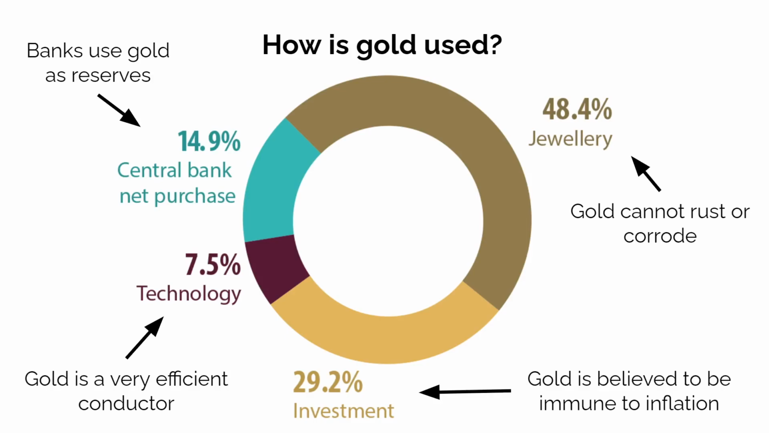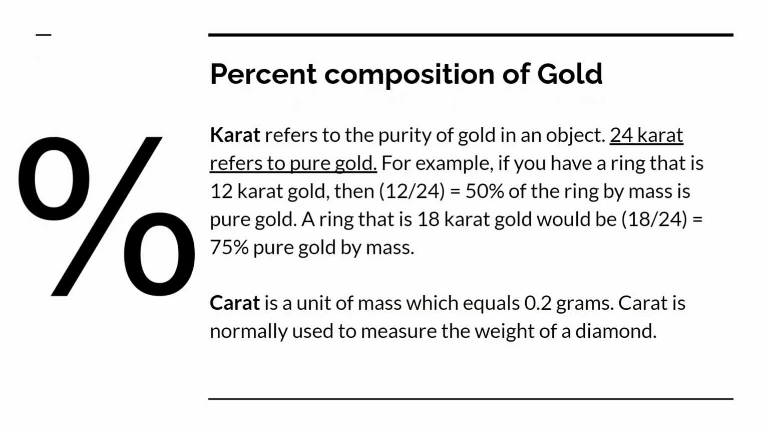Now, 7.5% of gold is used for technology. And the reason for this is gold is a very efficient conductor. It can be drawn into extremely thin wires, and it efficiently conducts electricity.